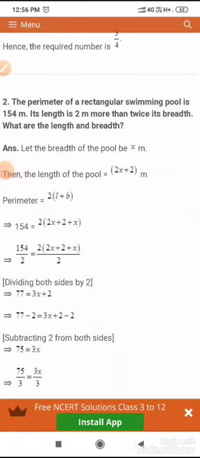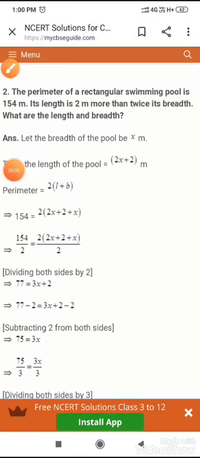The second question of 2.2 is about the perimeter of a rectangle. The perimeter of a rectangular swimming pool is 154 meters. Its length is 2 more than twice its breadth. What are the length and breadth?